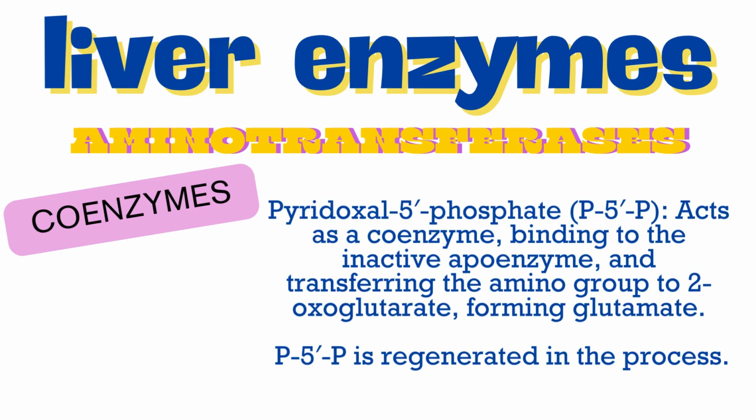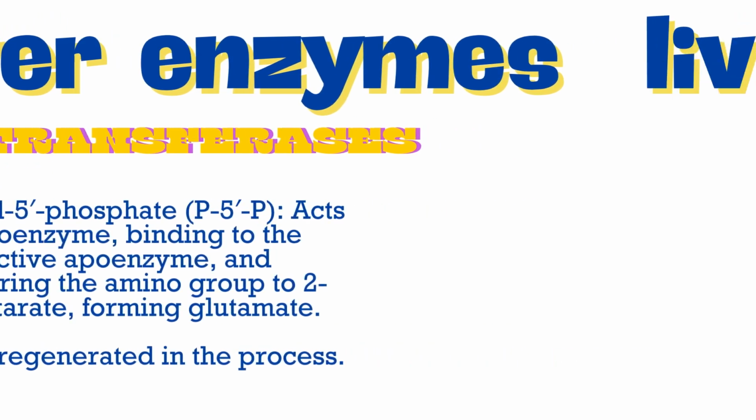Coenzymes and regeneration. Pyridoxal 5-phosphate, P5P, acts as a coenzyme, binding to the inactive apoenzyme and transferring the amino group to 2-oxoglutarate, forming glutamate. P5P is regenerated in the process.